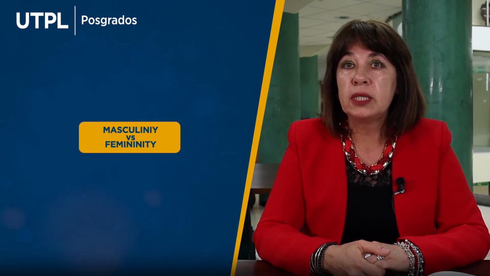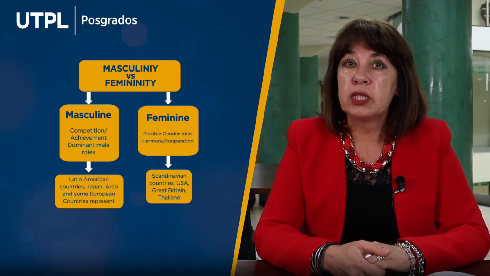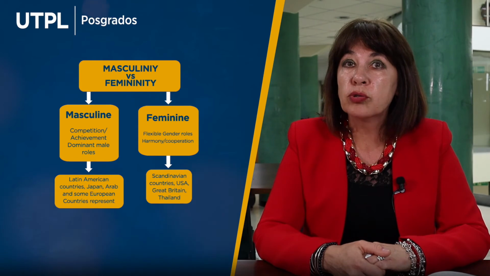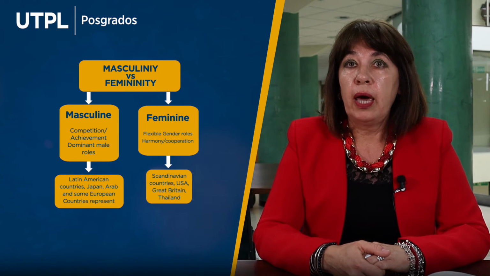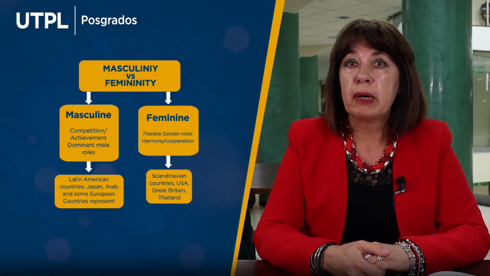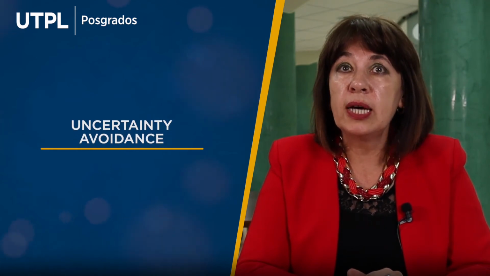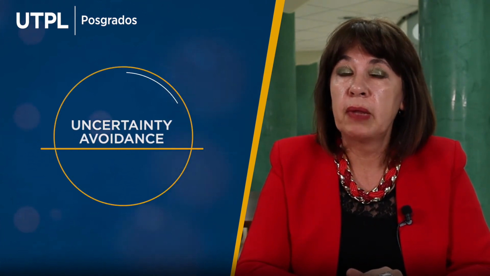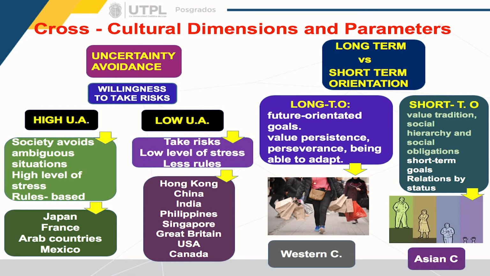Next classification is represented by masculinity versus femininity characteristics. In masculine countries, competition and achievement is important, and dominant male roles are very clearly established. Latin American countries, Japan, Arab, and some European countries represent masculine cultures. Uncertainty avoidance is another cultural parameter that guides behavioral norms in different societies. It basically refers to willingness to take risks in front of unknown enterprise. There are two clearly distinguishable high and low uncertainty avoidance cultures.